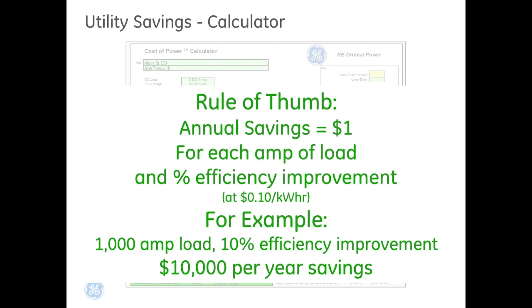Rule of thumb, I like rules of thumb. These basically simplify things to something which we can all very easily calculate. But you can expect an annual savings of $1 for each amp of load and each 1% improvement in efficiency that you implement. And that's all based on a 10 cents per kilowatt hour utility rate. For example, with a 1,000 amp load and a 10% improvement in efficiency, you can expect $10,000 per year in savings. That includes the HVAC savings.